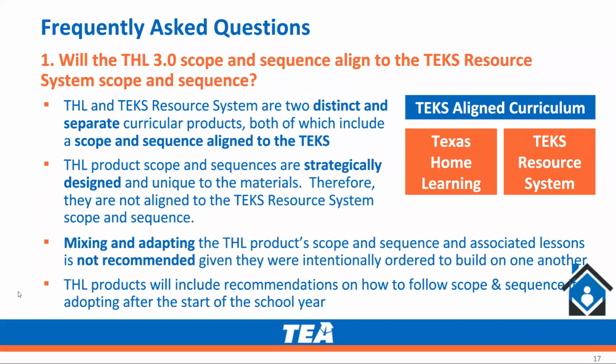I really want to highlight here that THL and TEKS resource system are two distinct and separate curricular products, and they include two separate scope and sequences. Because of that, the THL product has its own scope and sequence that's strategically designed and unique to the THL materials. And so that scope and sequence is not aligned to the TEKS resource system scope and sequence.